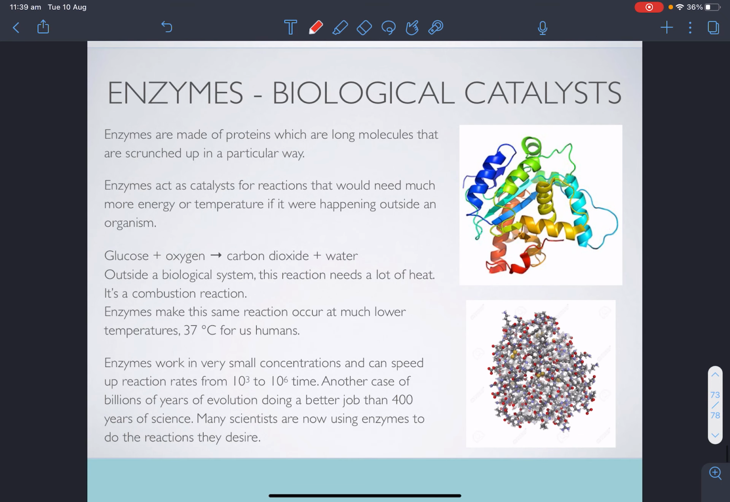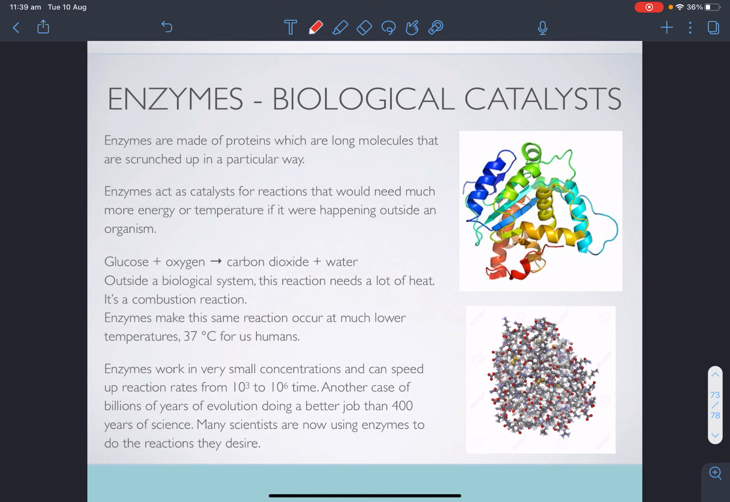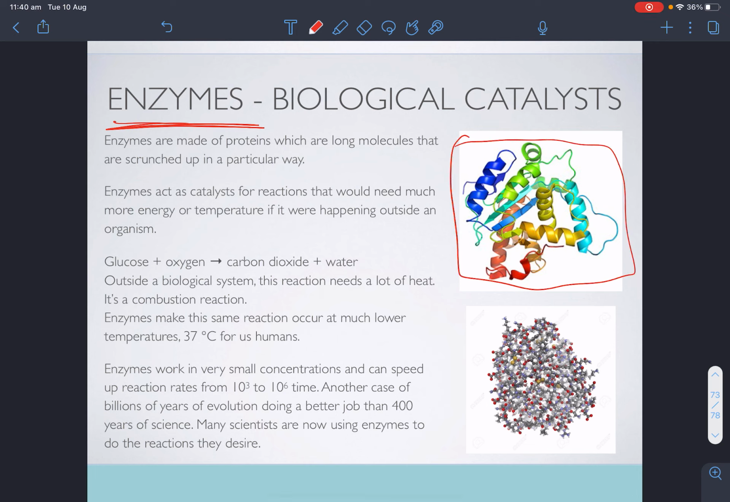That's the process. Another application of catalysts is biological catalysts. Living things use catalysts to make reactions faster or happen at a lower temperature. These are large, complex organic molecules, so they contain a lot of carbon, hydrogen, and oxygen. They have funny shapes, and we call them enzymes. Enzymes is a biological word for large molecules that break stuff down. They're made up of proteins, which are large molecules that are scrunched up together in a particular way. And that's what this diagram's showing you.